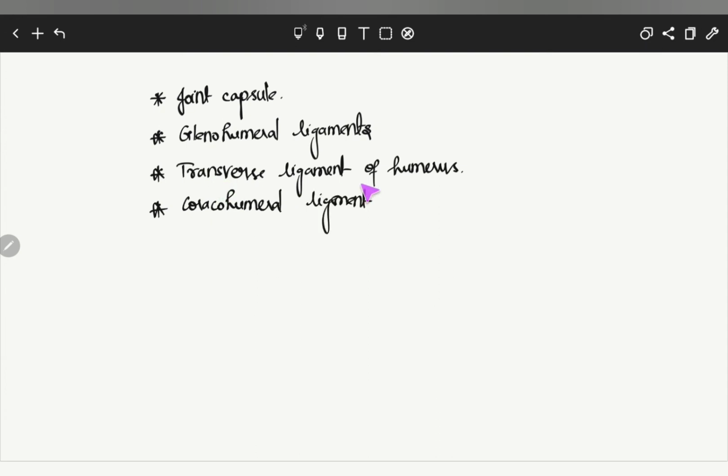This transverse ligament of humerus just bridges the bicipital groove, and this coracohumeral ligament extends from the root of the coracoid process to the anatomical neck of the humerus. Then it is the glenoidal labrum, which stabilizes the shoulder joint just by deepening the glenoidal cavity. So these are all the ligaments of the shoulder joint.